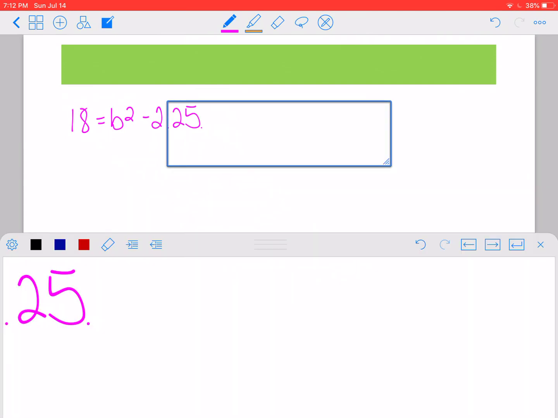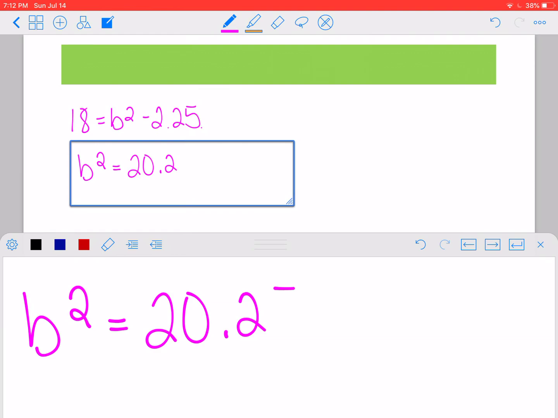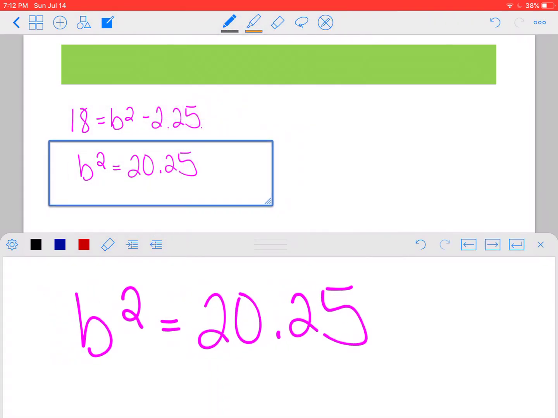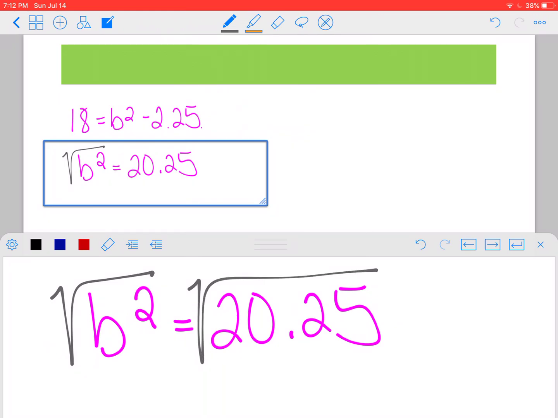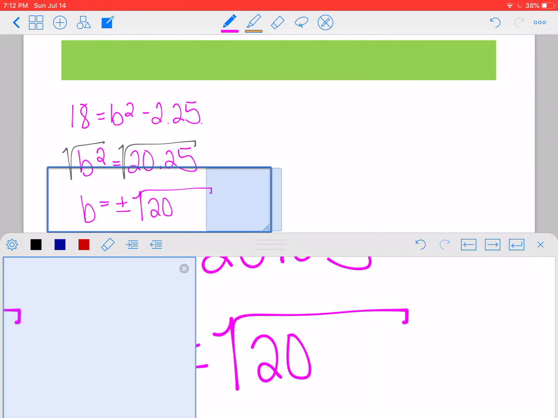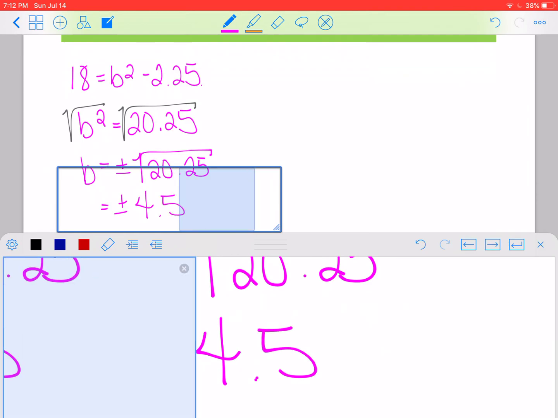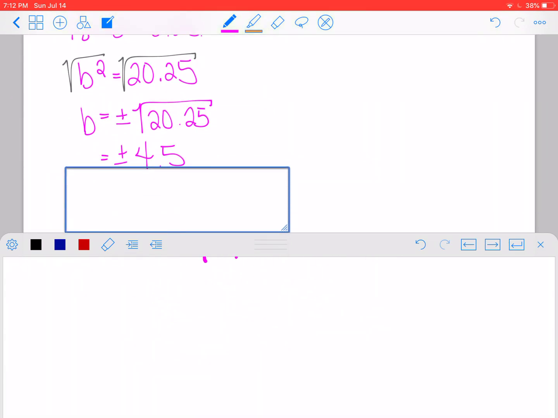Okay, so solving for b squared, if we add 2.25 to both sides, then we get 20.25. To get rid of the square, we square root both sides. And so b will be plus or minus the square root of 20.25, which is 4.5. Now, let's think about this. There's two solutions, but one of them is negative. And we can't have a speed that's negative. So the only one that's going to work for us is the positive 4.5.